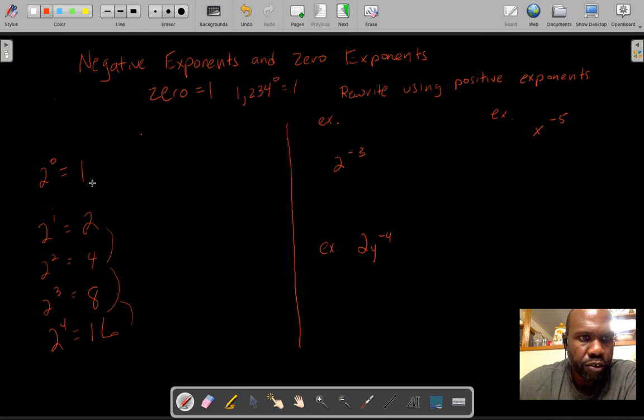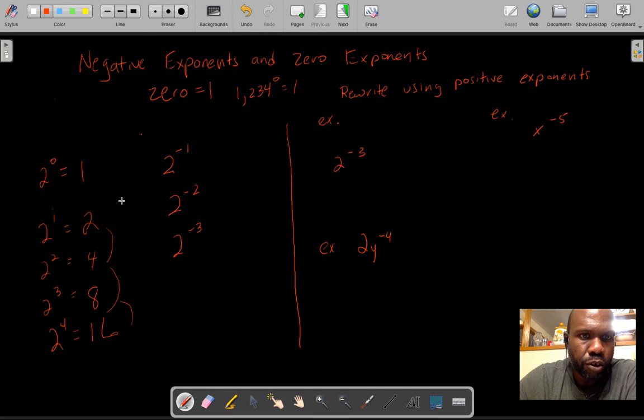Let's go even farther. What if we went to 2 to the negative 1, and 2 to the negative 2? I won't go any farther than that; I think that should be enough for people to see the pattern here.